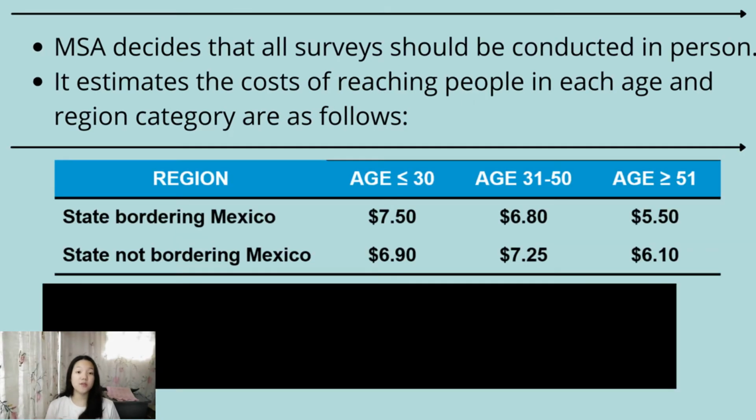So here shows the table. The table shows two different regions, which is bordering and not bordering in Mexico, and of course the bracketing of age to the specific surveys. In the specific range of age, it has of course different costs. So iba-iba yung magagastos sa iba't ibang survey na gaganapin.